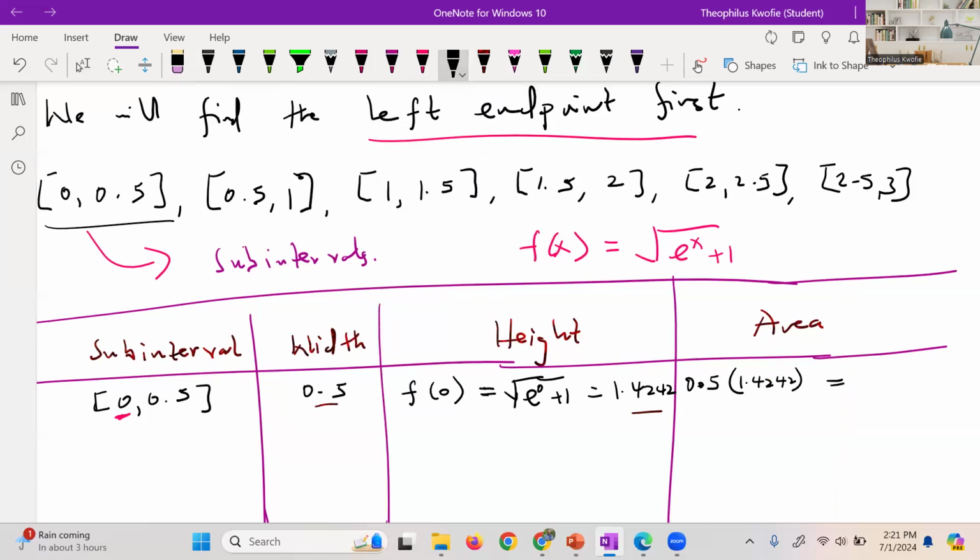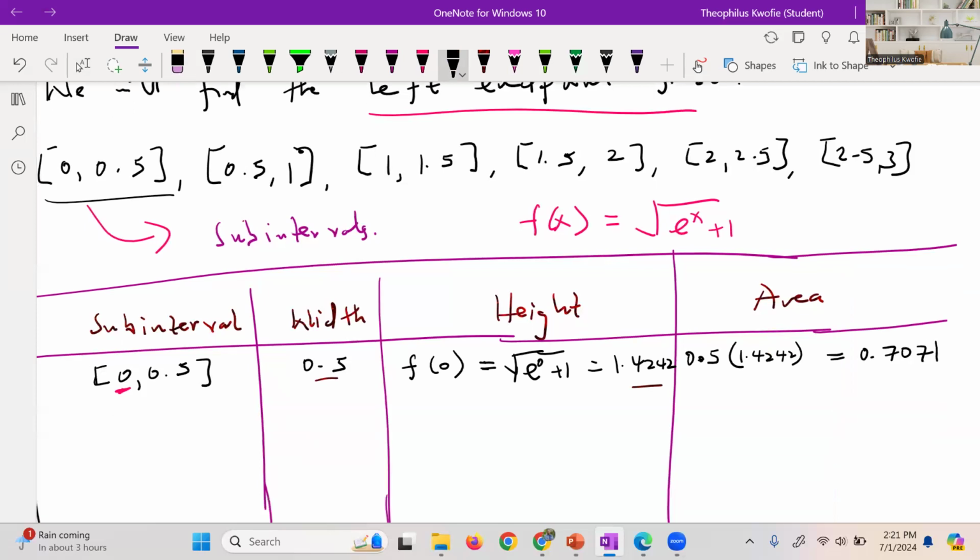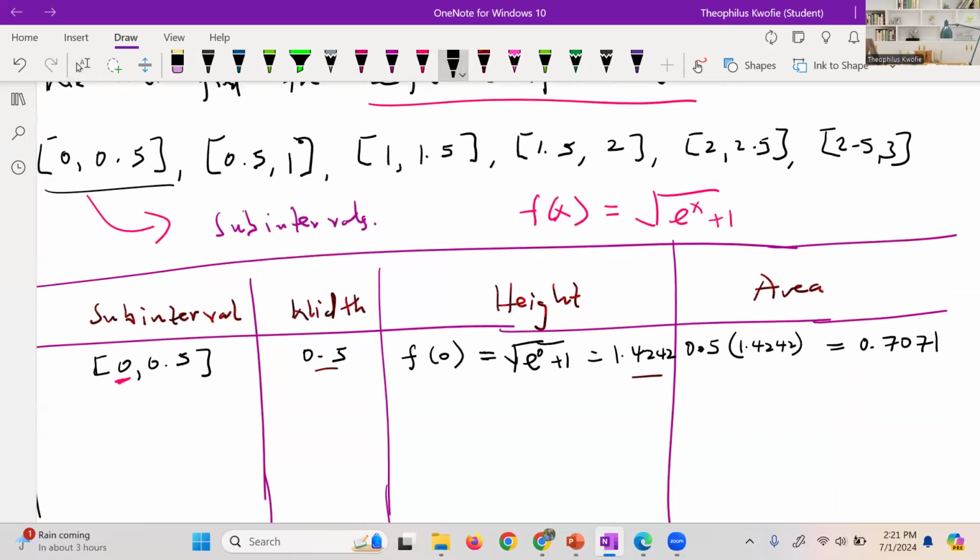And that should give us what? 0.7071. Okay. Now the next one we need to do is that we have to consider the second subdivision. The second subdivision was 0.5 to 1. Okay. And remember, what we are doing is looking at the left endpoint. So the second left endpoint is what? Is 0.5. Okay. And we still have the same weight, which was 0.5.